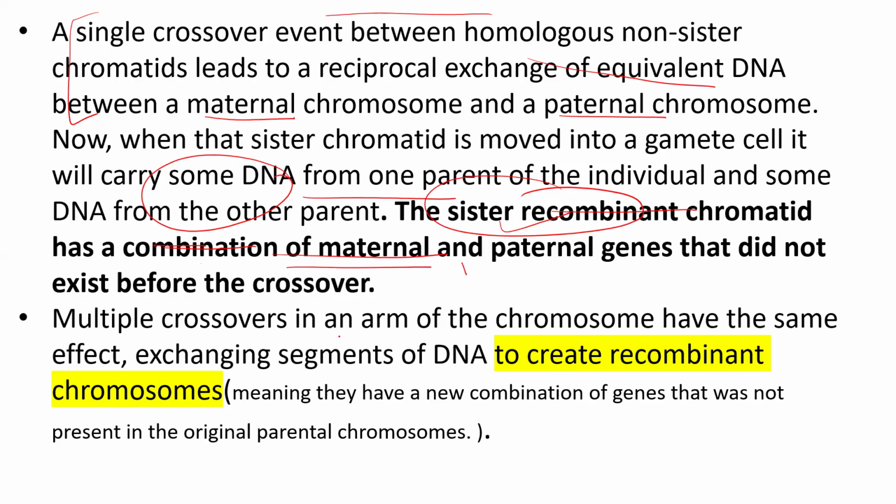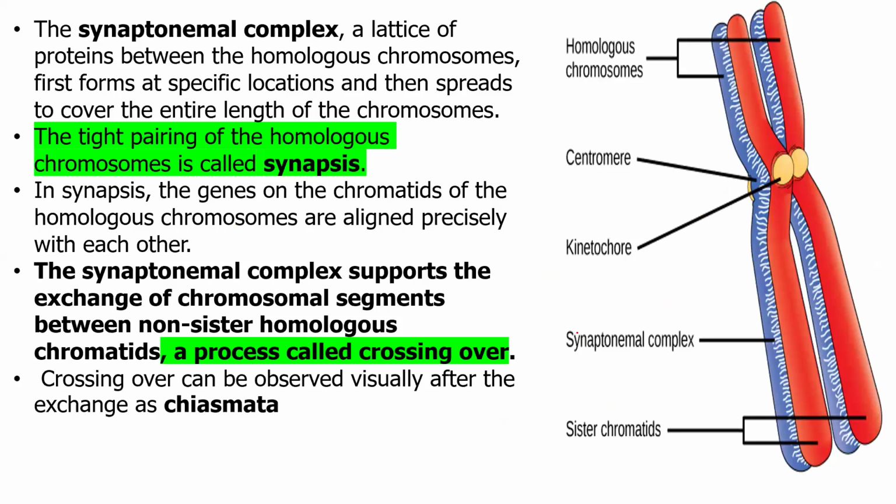Multiple crossovers in an arm of a chromosome have the same effect. Exchange of DNA takes place between the chromosomes, giving a recombinant chromosome with a new combination of genes that was not present in the original parent chromosomes. So it is a reason for variation in organisms.